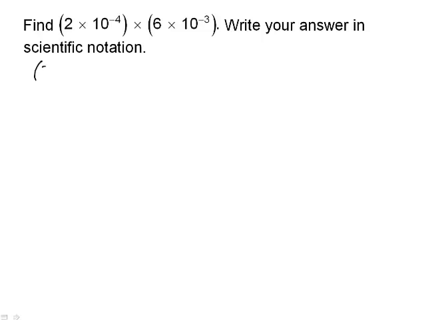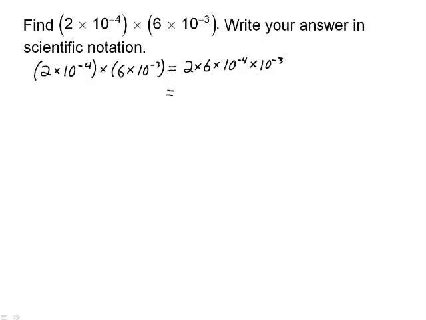The quantity 2 times 10 to the negative fourth times the quantity 6 times 10 to the negative third. We can use the commutative property of multiplication to write the whole number factors first and then the powers of 10. So we have 2 times 6 times 10 to the negative fourth times 10 to the negative third.